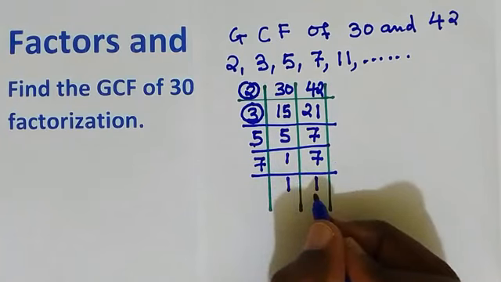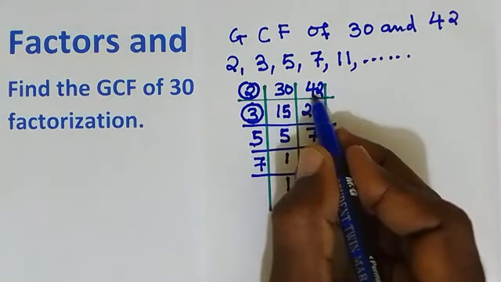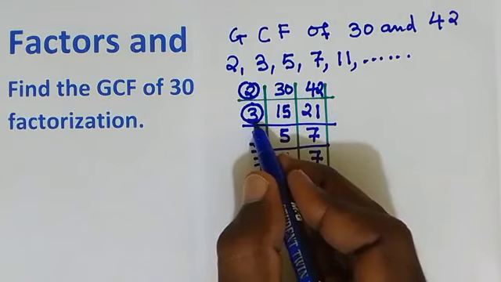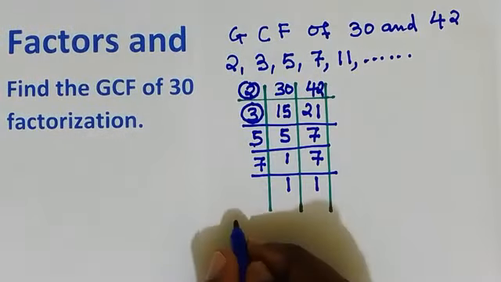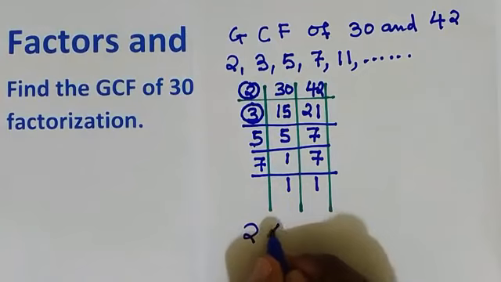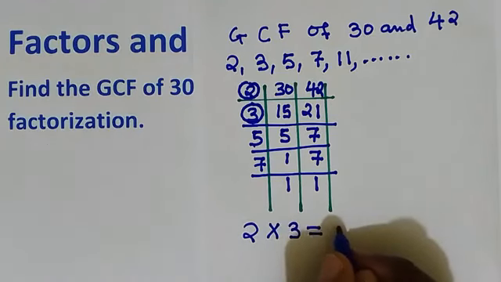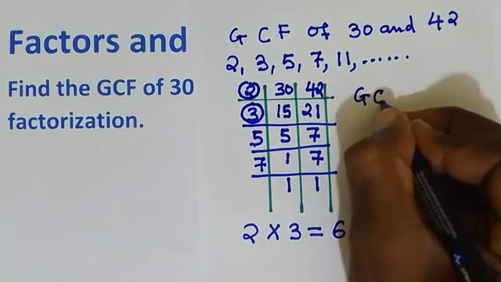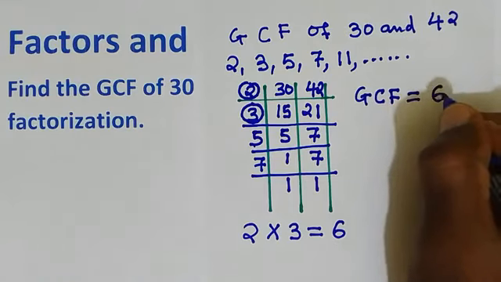So, I find the common factors that divide 30 and 42 are 2 and 3. I'm going to multiply them to get the greatest common factor. So, I'll take 2 multiplied by 3, I get 6. So, my GCF is equal to 6.